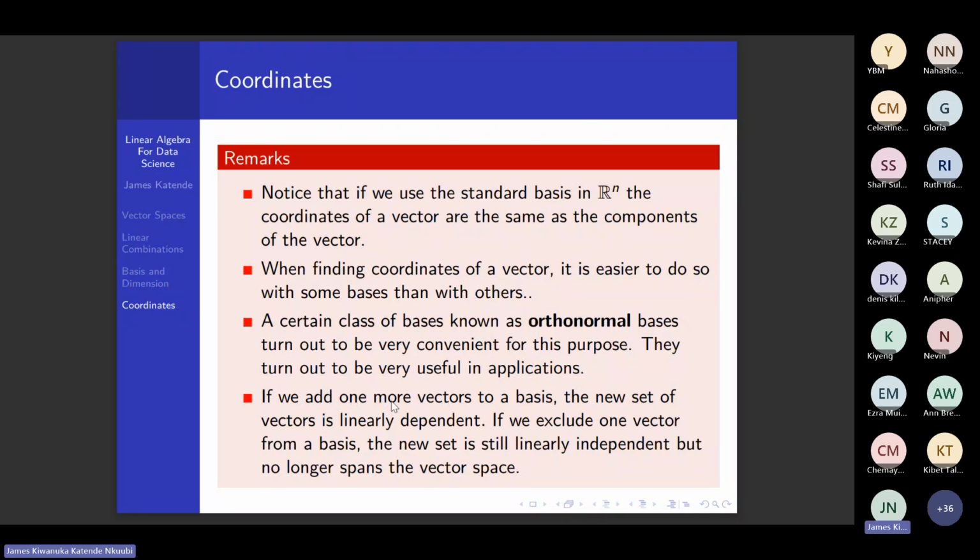In the following sense, if you add an additional vector to the basis, then your new set of vectors ceases to be linearly independent. It now becomes linearly dependent. And also, if you exclude just one vector from the basis, then the new set no longer spans the vector space. It will still retain the linear independence, but it will no longer span the vector space. I will stop there.